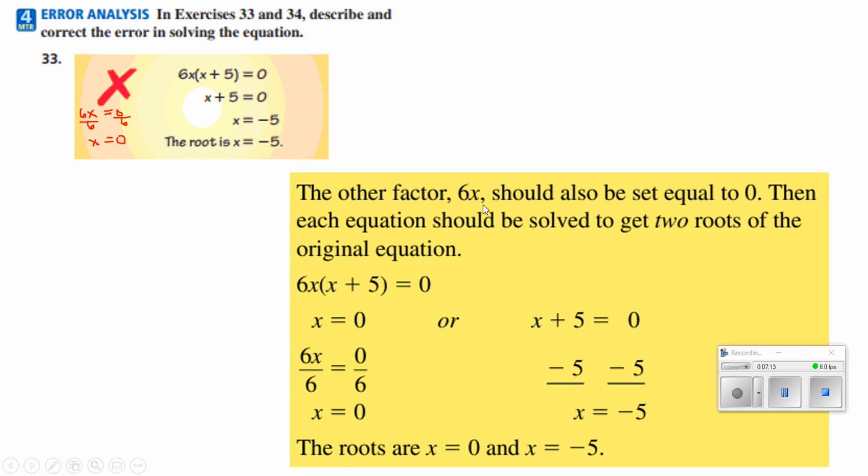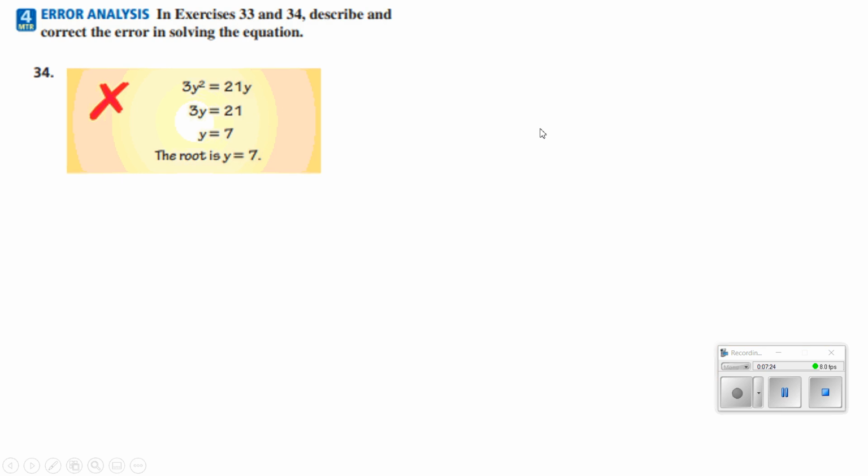So the other factor, 6x, should also be set equal to 0. Then each equation should be solved to get 2 roots. And as you can see, x should also be 0. All right, I believe 34 is for you to do.